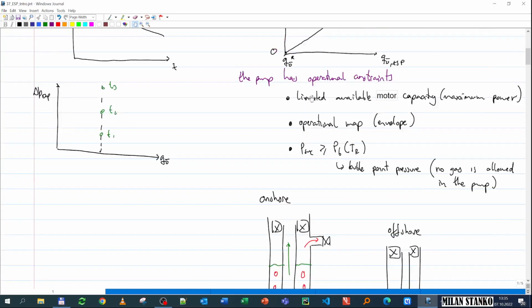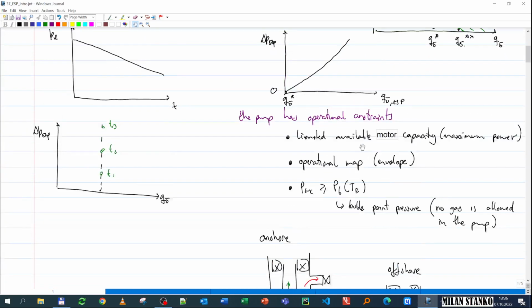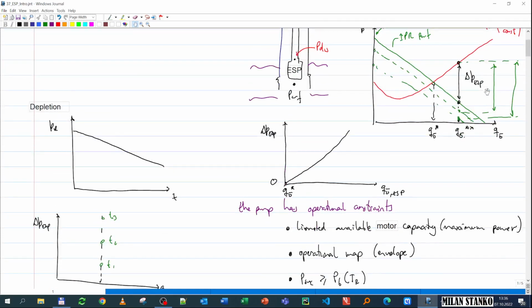You could see that there are two ways that we can take these two constraints into consideration. One might be that I'm doing some design. I know that I want to provide some delta P and some Q, and I want to find out what kind of motor I can install and what kind of pump I can install such that these points fall into the operational envelope.